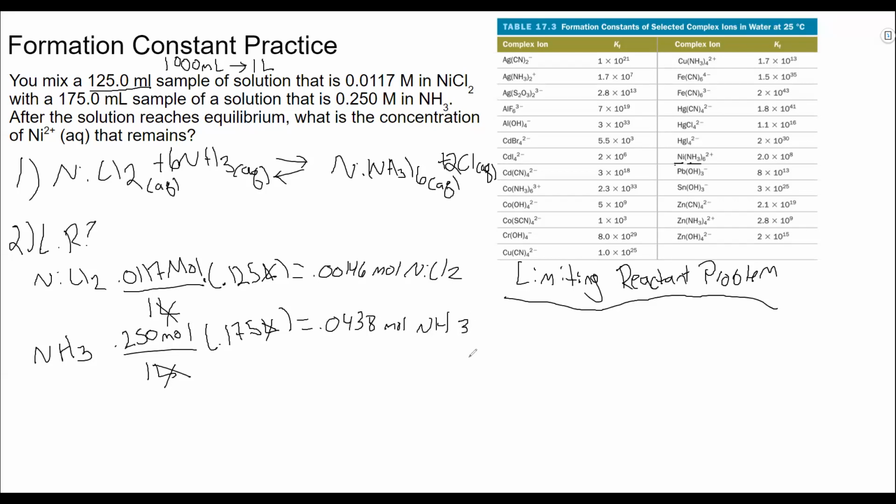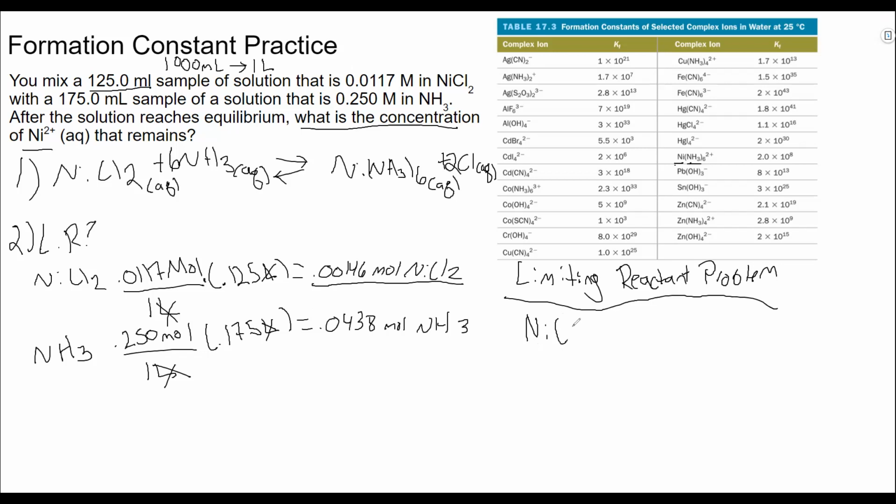NH3. All right, so we have to figure out which one runs out first. And just by looking at it, I know nickel chloride is going to run out first. You have 40 times more NH3 than NiCl2, right? And so that's just in abundance. Also, here's how to do this fast if you're doing it on a test. The question says, what is the concentration of Ni2+ that remains? Basically, that is telling you your limiting reactant, right? So that's how you do it faster. But I'm going to write the moles over on the right because I need those for this problem.